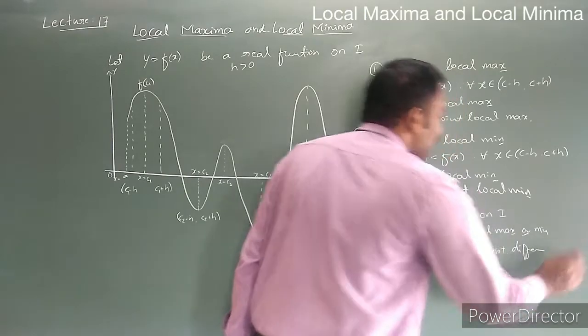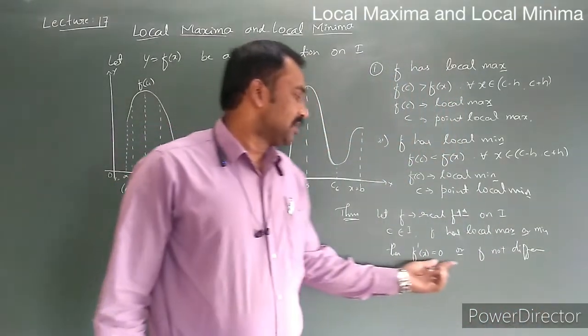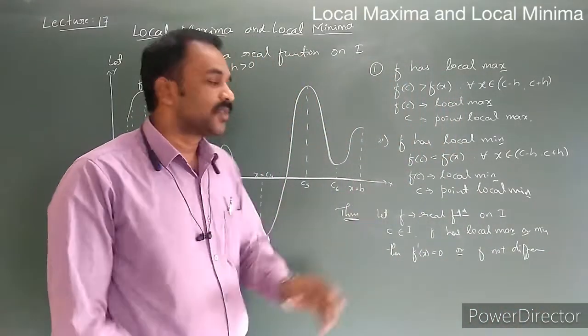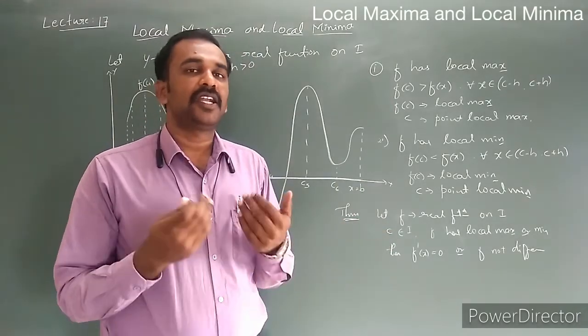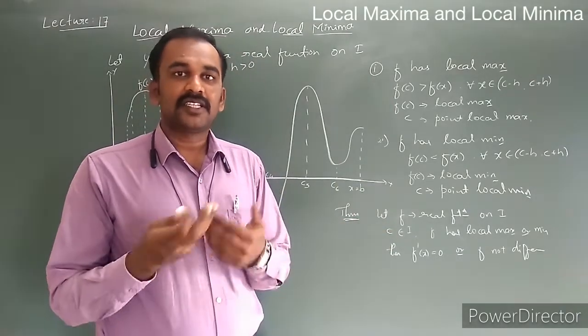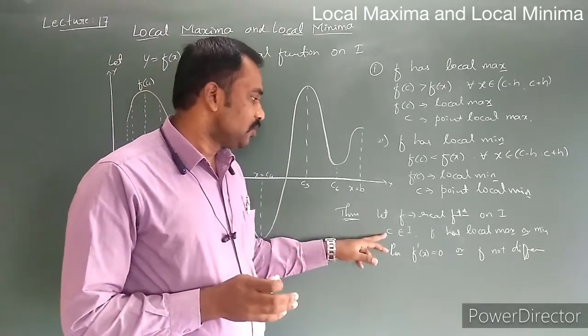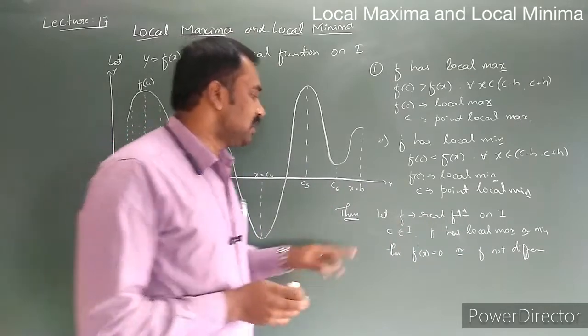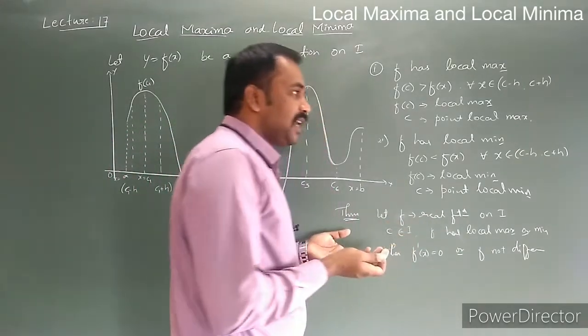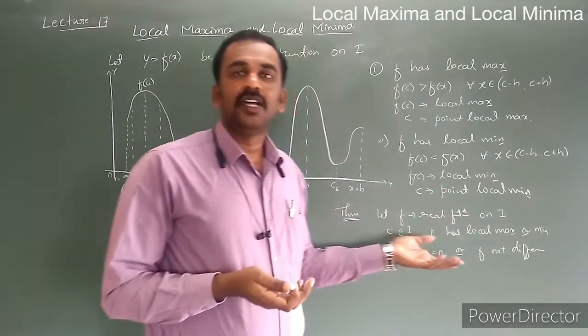F is not differentiable, or f dash of x is equal to 0. What is the meaning of the theorem? Suppose f is a real function defined in an open interval I. There exists a point C in the interval I. Then f might have a local maxima or a local minimum.